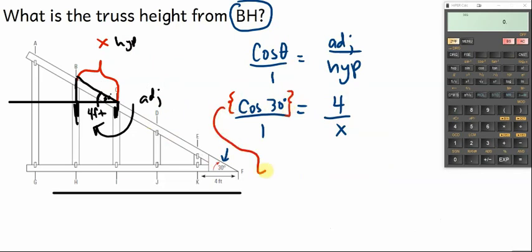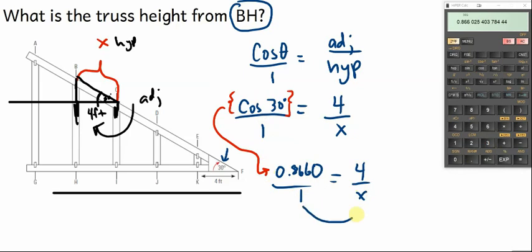Okay, cos 30 is not very useful as a value to work with, so we want to figure out what is the cosine of 30 as a decimal. 30, take the cosine of it, and therefore we get 0.866, equals 4 over x. So we're trying to go from 1 to x. We don't know how to multiply there. Similarly, we're trying to go from 0.866 to 4, and we're figuring out what's the multiplier to get there.